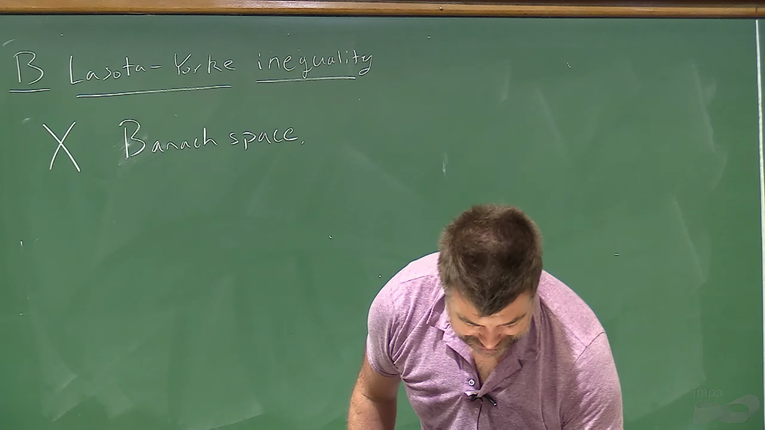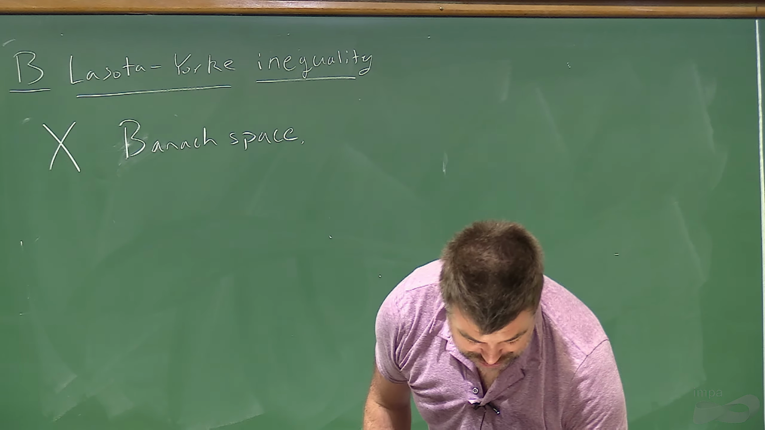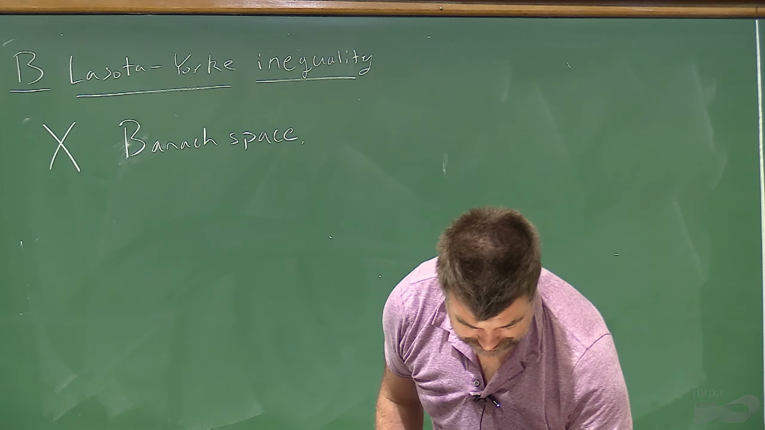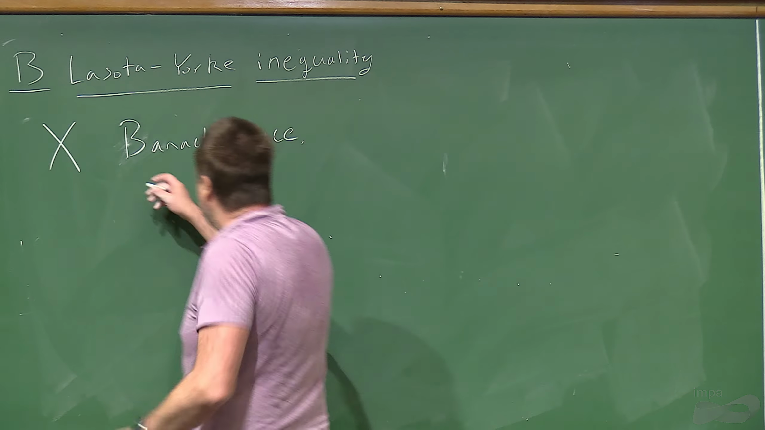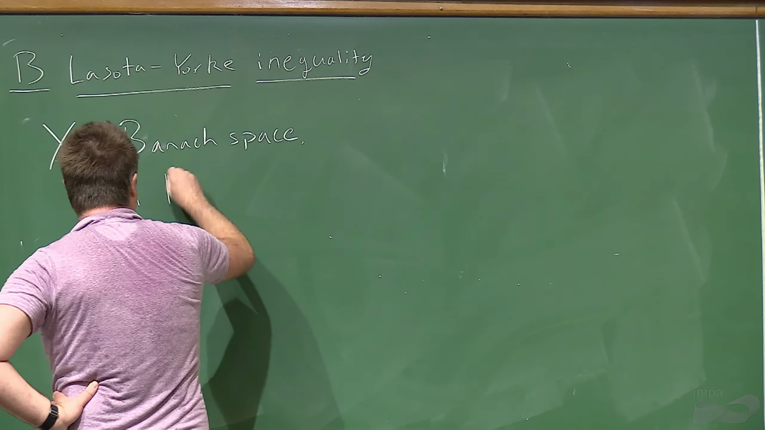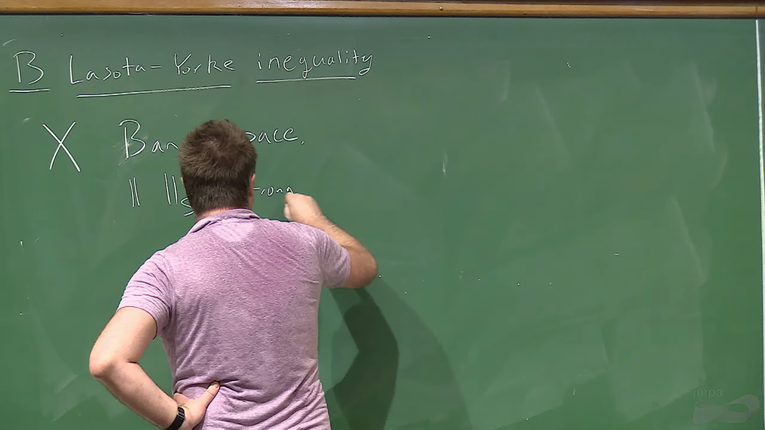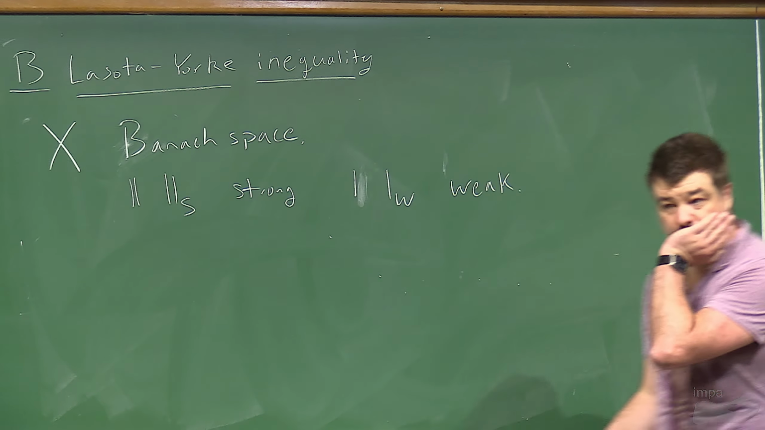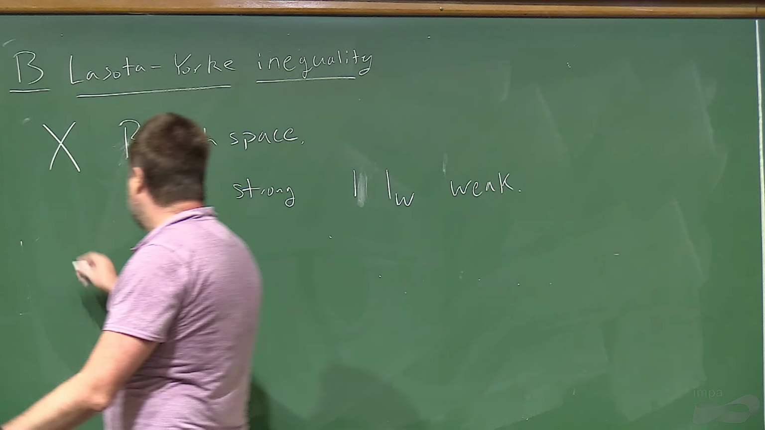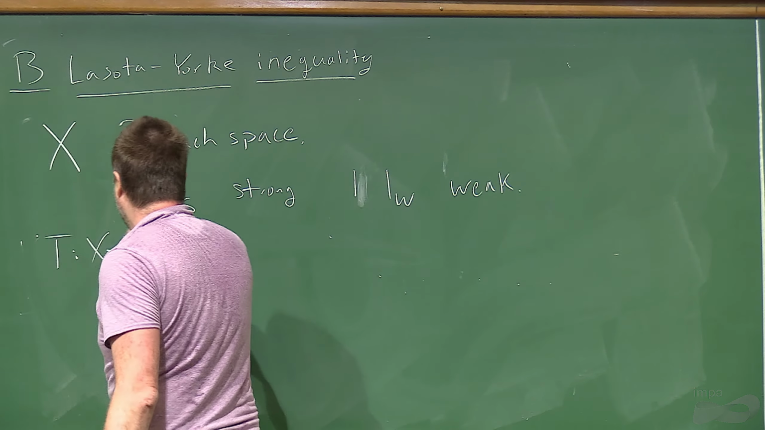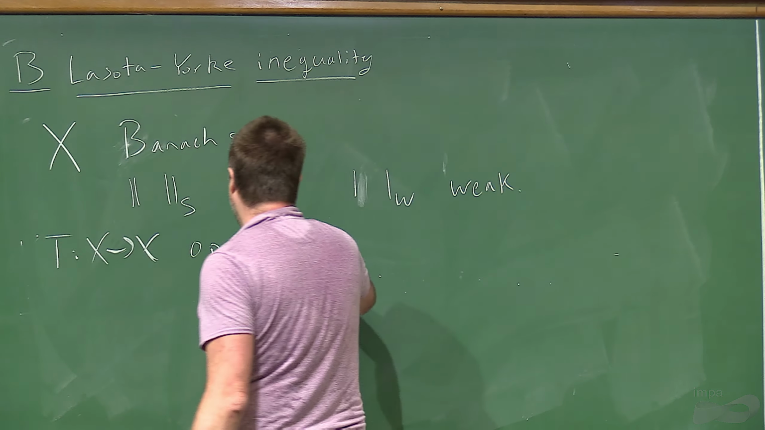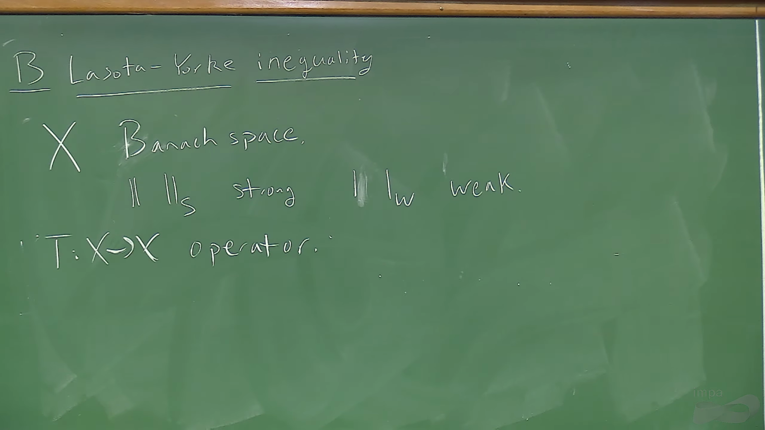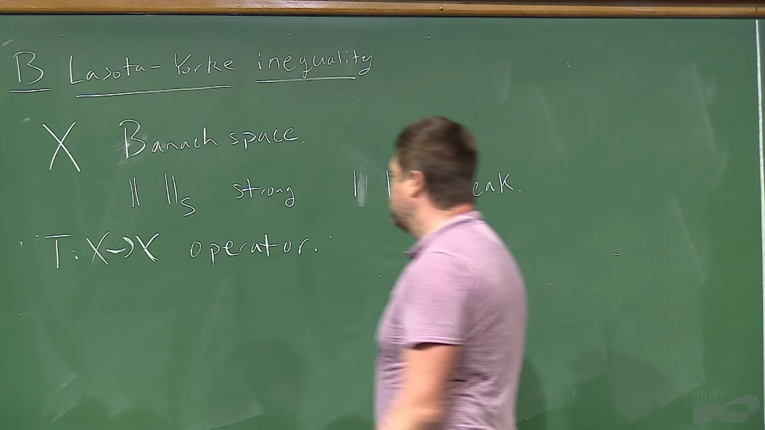I think I know what I'm supposed to say, but let me actually look at my notes. Yeah, so you have two norms. You have one which is called S for strong, and you have another one which is called W for weak. And then you have some operator T. What you really want to know is how this operator acts in the strong norm, but this isn't given to you. But you know how it acts in the weak norm.